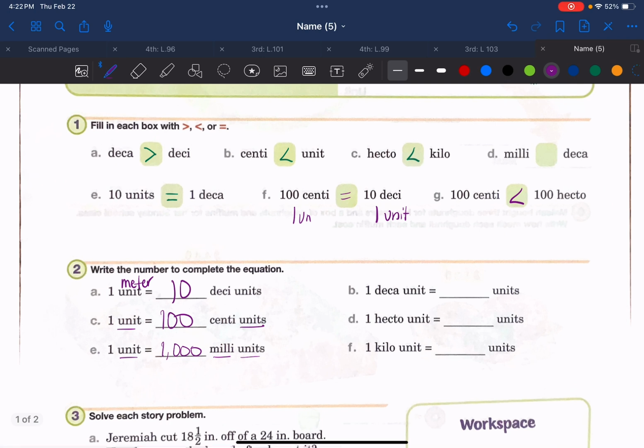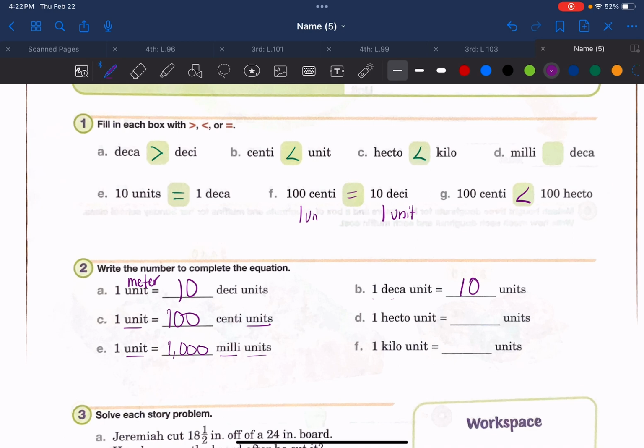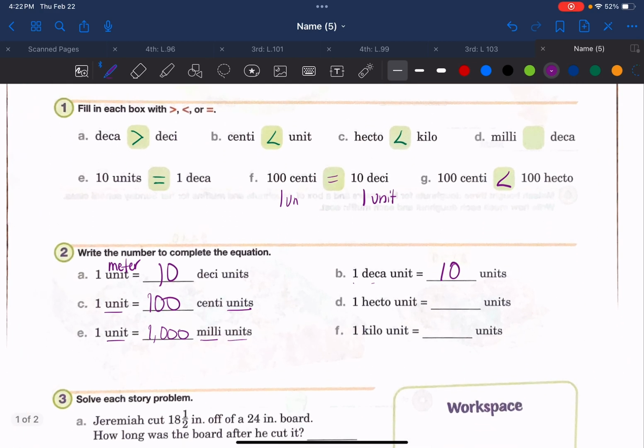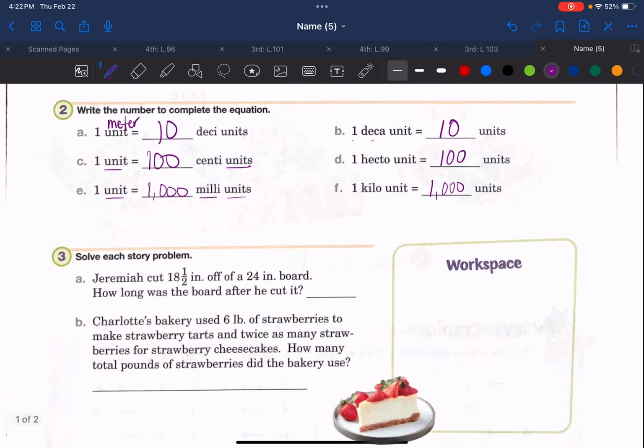And they say, if I have 1 deca unit, how many units is that? So if I have 1 decameter, then that means I have 10 meters, because it says 10 units. A deca is 10 meters. If I have a hectometer, then that means I have 100 meters. If I have a kilometer, it means I have 1,000 meters. So I would write this in your interactive notebook to help you remember.